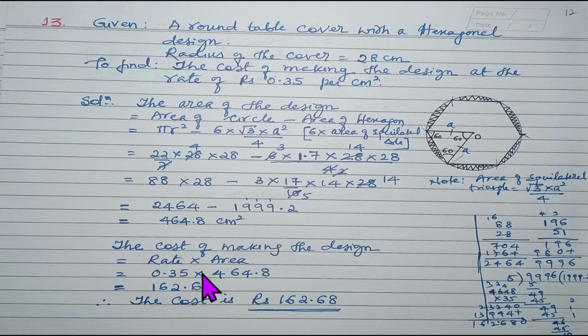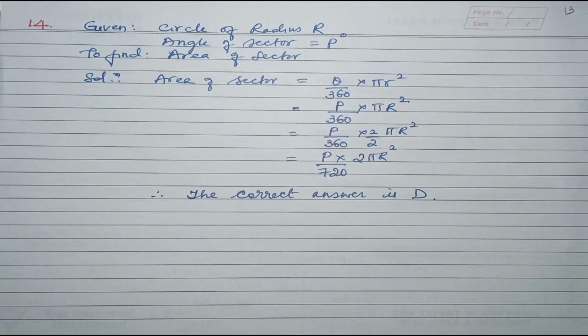Now to find the cost, we have to multiply that area with the rate, and that is 0.35 rupees per centimeter square. So total centimeter square is 464.8, so multiplying it, we get 162.68. That is the total cost of making the design: rupees 162.68. Okay, remember that.